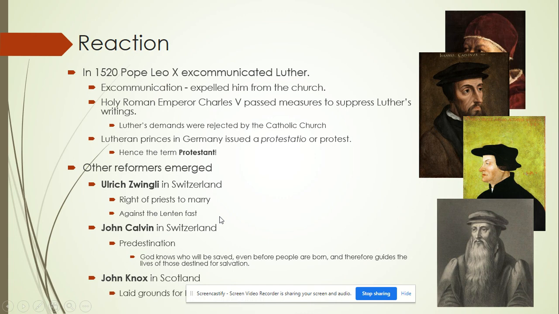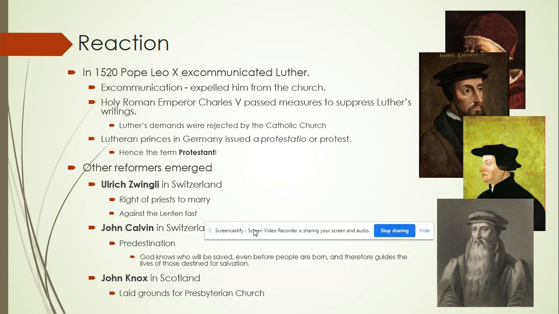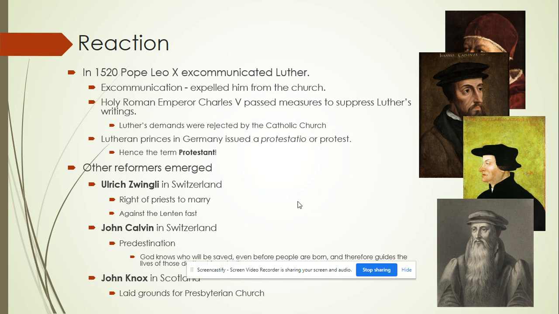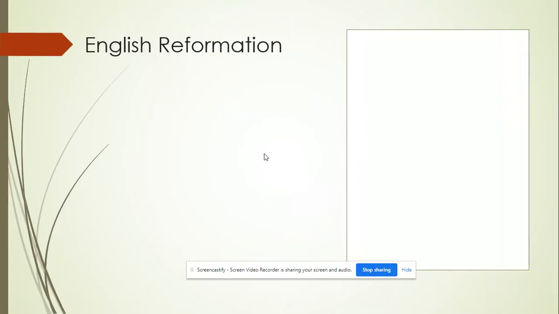John Knox in Scotland is laying the grounds for the Presbyterian Church, which is one of the more prominent churches here in America and has its roots in Scotland with John Knox. So if we're talking about Protestant reformers, I think those are the big four that you should know for AP Euro. There are many others, but Luther, Zwingli, Calvin, and Knox are going to get you a lot of the way to what you need to know about the Protestant Reformation and a lot of the specifics.